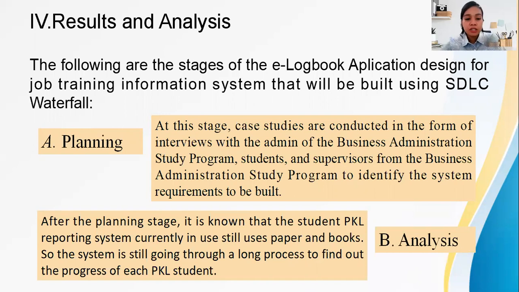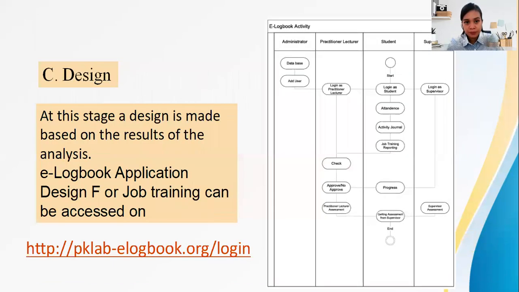After the planning stage, it is known that the student PKL reporting system currently in use still uses paper and books, so the system still goes through a long process to find out the progress of each PKL student. So this is the design of the e-logbook activity. At this stage, a design is made based on the result of the analysis, so the logbook application designed for job training can be accessed on a website.